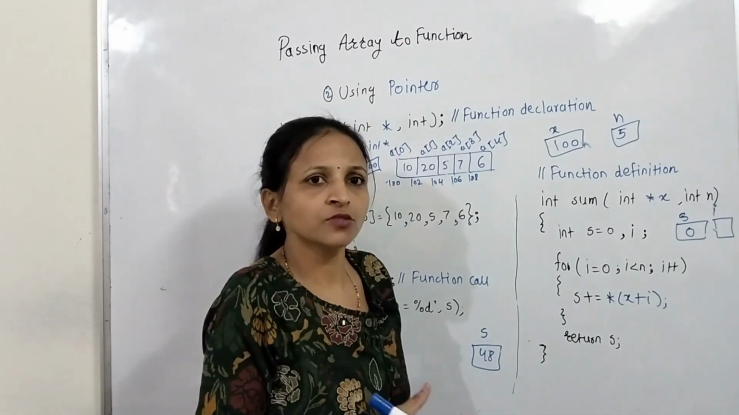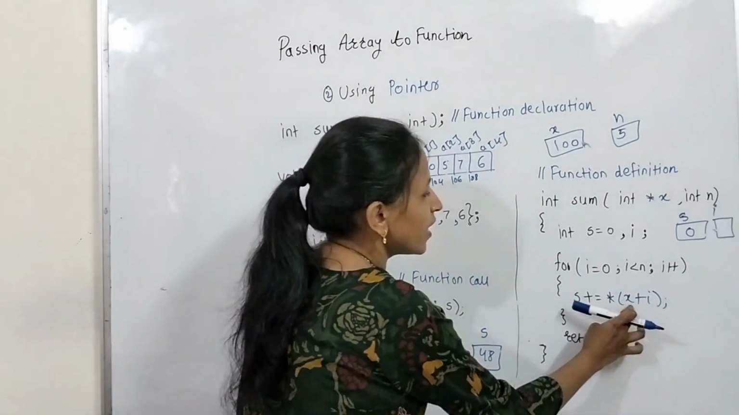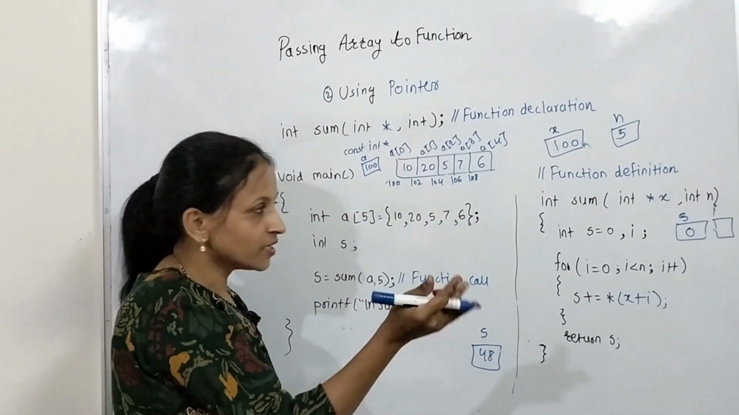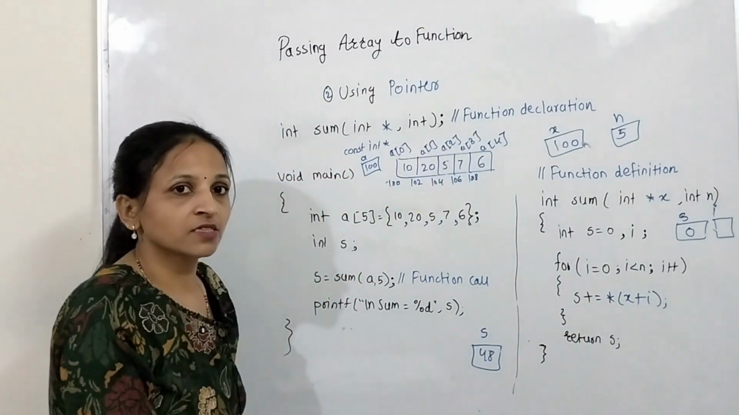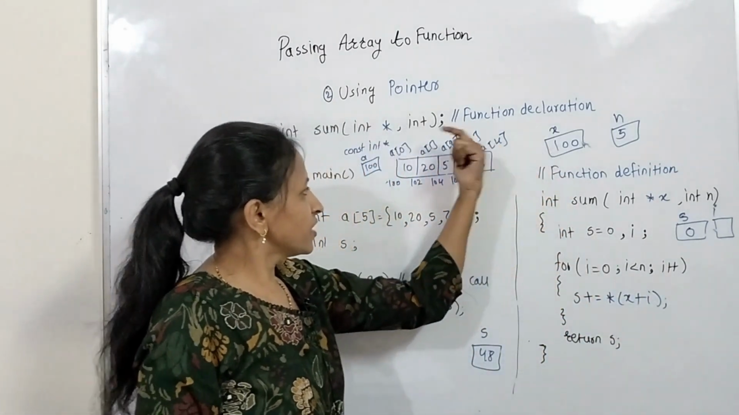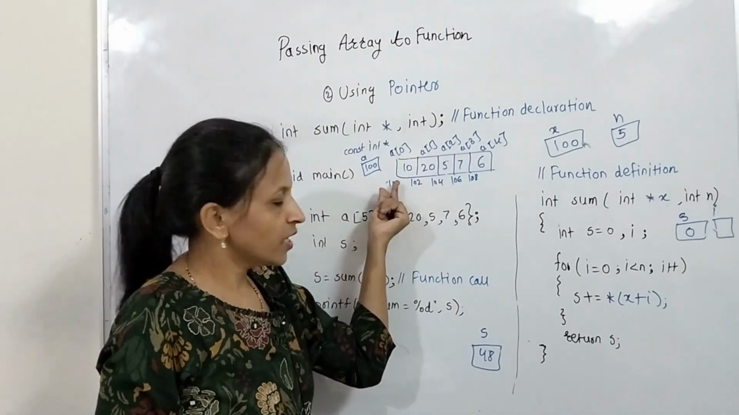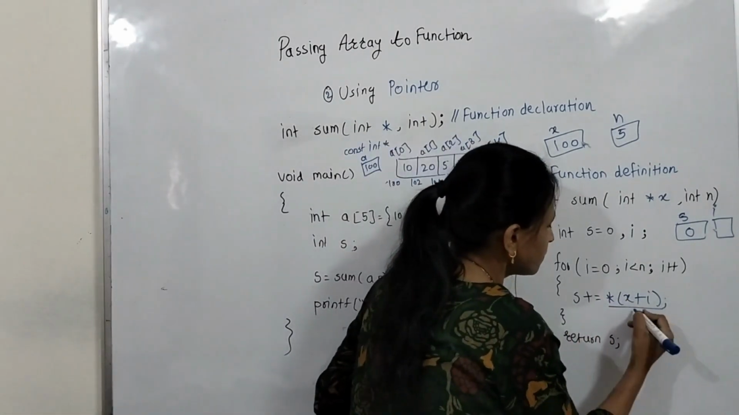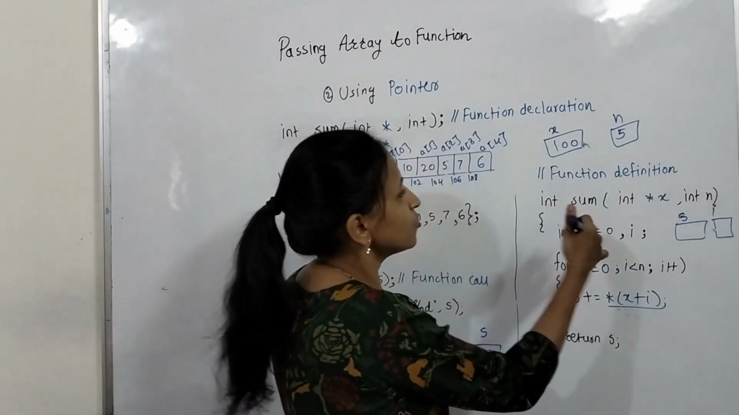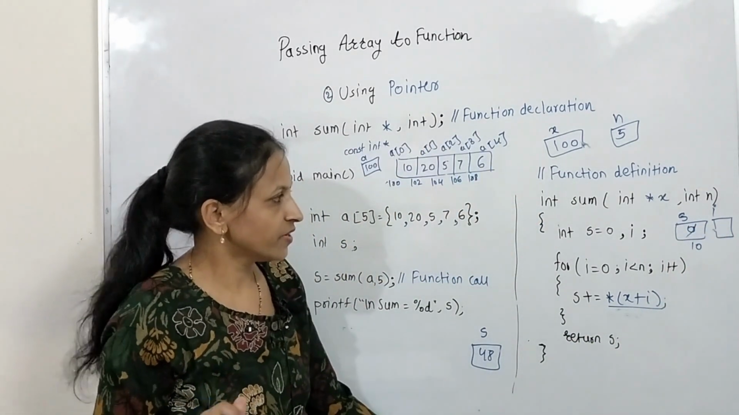Okay, now see x plus i. x plus i means what? See, x is having 100. 100 plus 0 is 100, and the value at that address, value at 100, is 10. Getting? Indirectly we are fetching array elements here using this pointer. Now star x plus 0 means we are just fetching this 10 element. Initially, because i is 0, s will become 0 plus 10, it will be 10. Getting? In this way it will work.